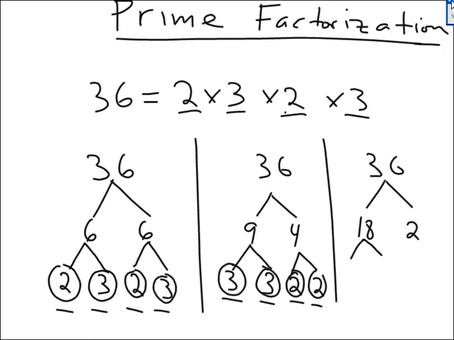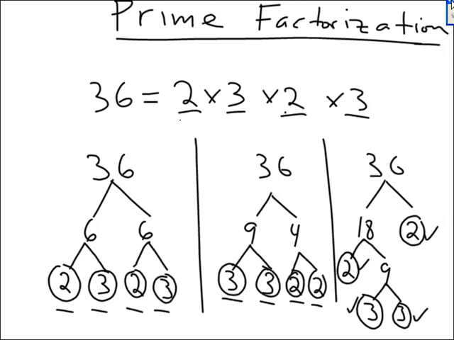Take 18. It's 2 times 9, or if you prefer, 6 times 3. Well, 2 is prime, 9 is not. 9 is 3 times 3, and both of these 3's are prime, just like that 2 up there is prime. So once again, we have two 2's and two 3's. If you chose, it's fine.